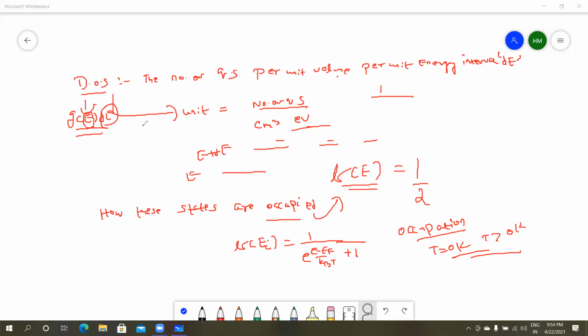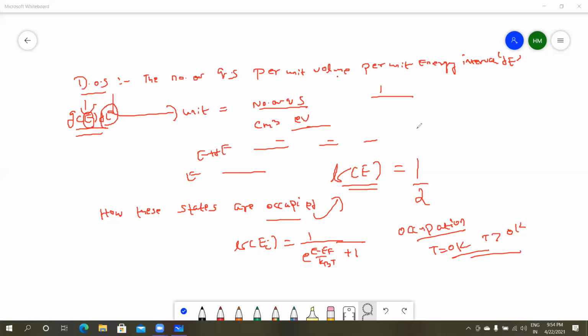So the number of quantum states available within the energy range E to E plus dE, per unit volume and per unit energy interval, that's why it is E to E plus dE. G of E dE means within this energy range, how many states are there? That is called density of states. So G of E dE.